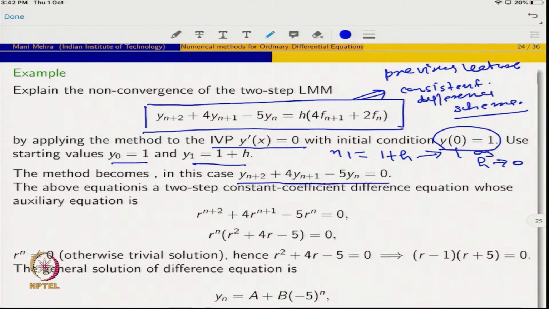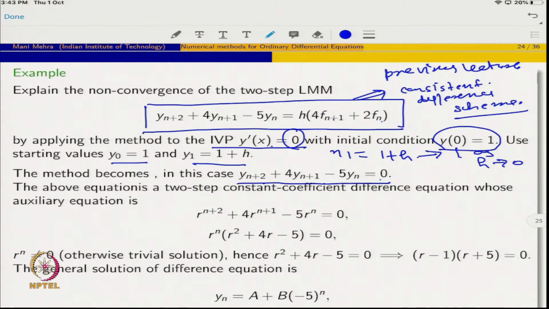Why? Because the right hand side f for this initial value problem is 0. So, that is why it will become y(n+2) plus 4 y(n+1) minus 5 yn is equal to 0, because f(n+1) is also 0 and fn is also 0. The above equation is a two step constant coefficient difference equation whose auxiliary equation is this. What do you mean by this? I am going to explain. So, this is basically a constant coefficient difference equation.